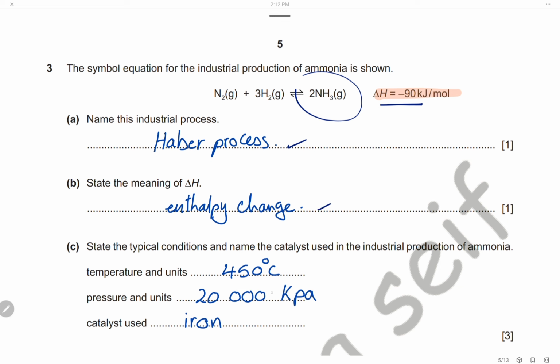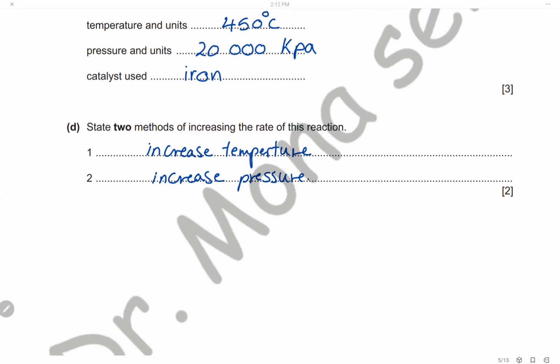The conditions needed for the Haber process: the temperature is 400 degrees Celsius. He's asking for the unit also. The pressure and the unit: the pressure is 20,000 kilopascals, or we can write 200 atmospheric pressure, and the catalyst is iron. State two methods of increasing the rate of reaction. We can increase the rate of reaction by increasing temperature or by increasing pressure. So the answer will be increasing temperature or increasing pressure.